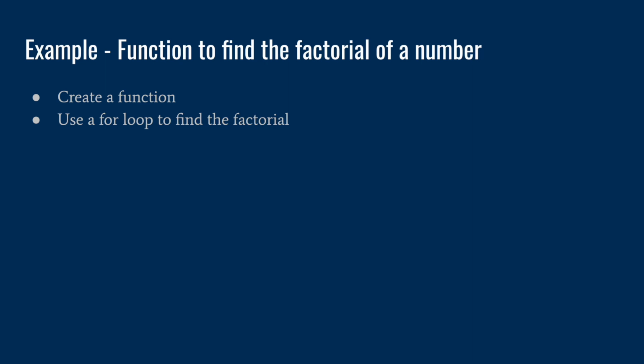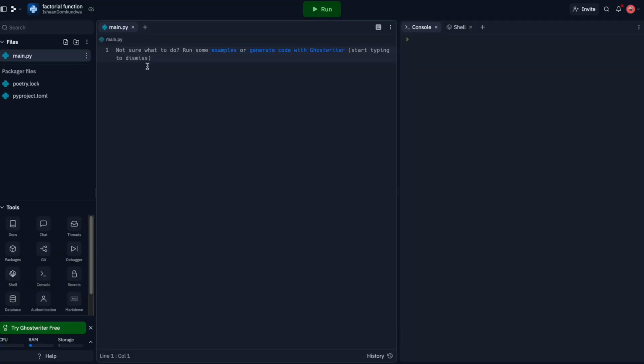Okay, so let's look at a more complicated and advanced function where we can use it to find the factorial of a number. So we'll create a function called factorial, and then we'll use a for loop to go through and actually find the factorial of that number. Alright, let's start by defining a function. Let's call it factorial. And we'll take one input value, let's call it a, which is the number we want the factorial for. Okay, so we'll create a variable called factorial, and we can make that equal to 1 for now.